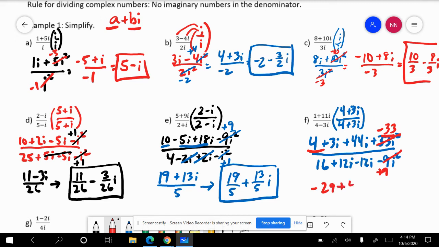plus 47i, and we divide that. Middle numbers cancel. 16 plus 9 is 25. So we have negative 29 over 25 plus 47 over 25i.